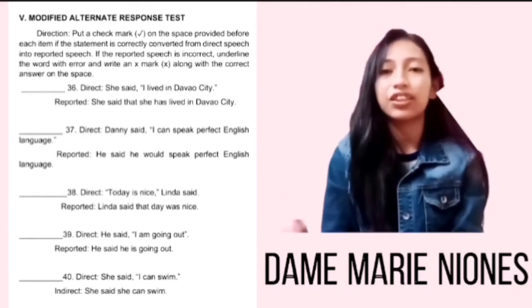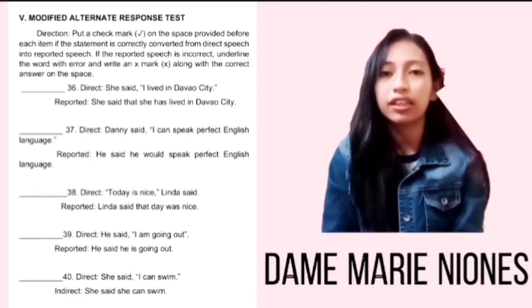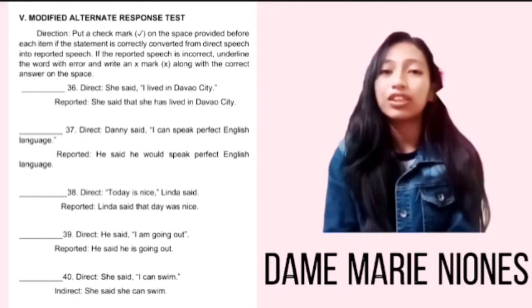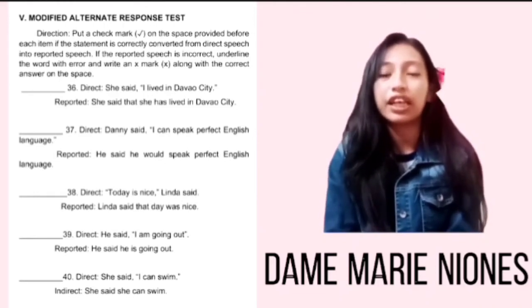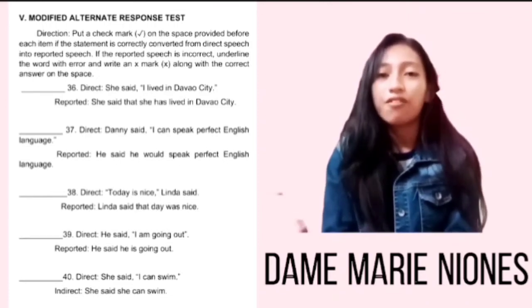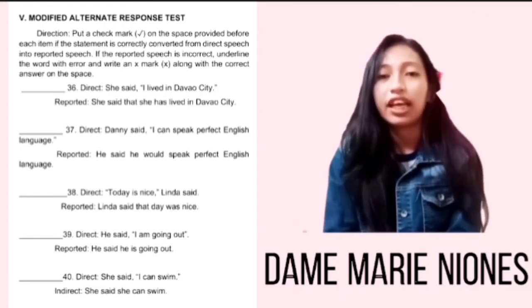This test is under the level of evaluating that anchored to the cognitive domain of our learning objectives. It requires the students to evaluate if the statement is correctly converted from direct speech to reported speech, vice versa. They will put check if the statement is correct. They will put X if the statement is incorrect and underline the word error.